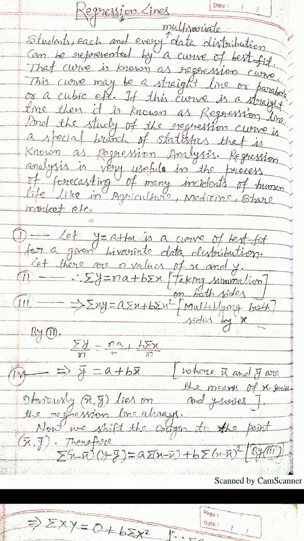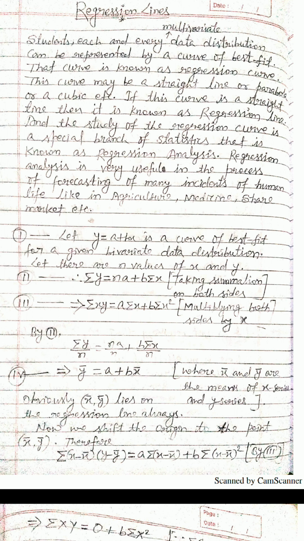Hello students. As we know, the regression line is the main concept in statistics, and in the previous video we have seen the very fundamental concept of the regression line, that is, its philosophy. Now we are going to derive its equation as a line, that means the straight line of the regression line. So that's the derivation of the equation of the regression line in this video.